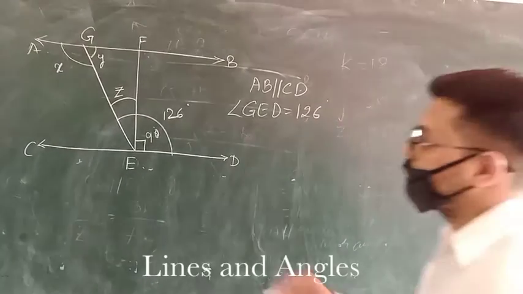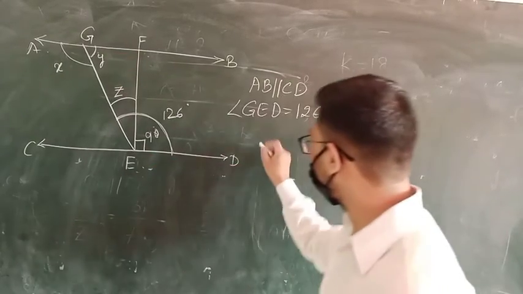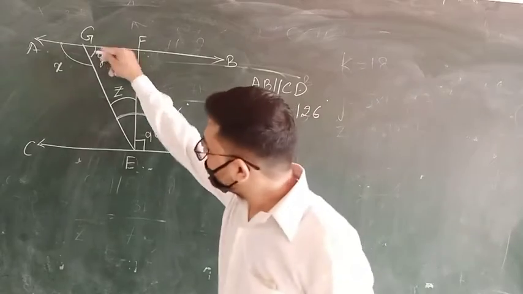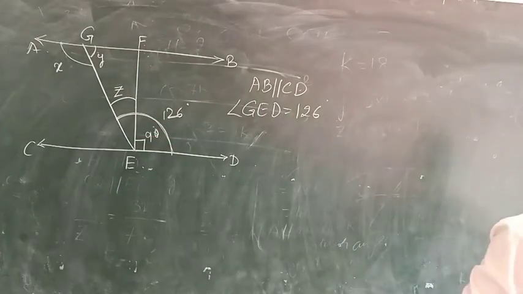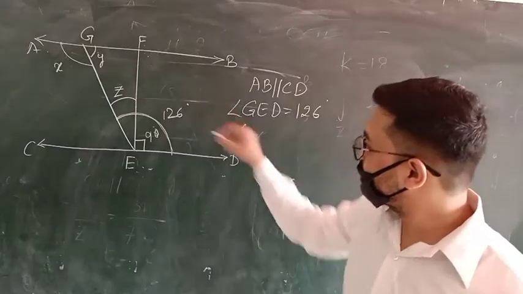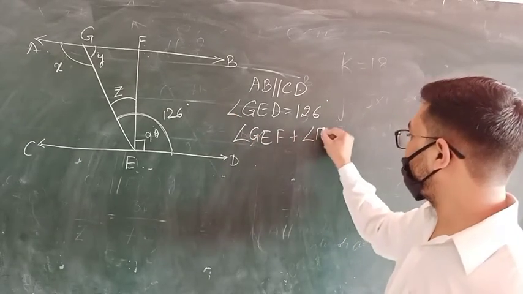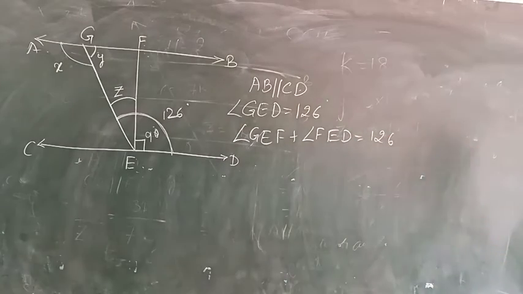Now, this complete angle is given to you, 126, right? This is GED. So you can write angle GED. Beta, GED can be written as GEF plus FED. Do you agree with this? So GED can be written as GEF plus angle FED is equal to 126 degrees.